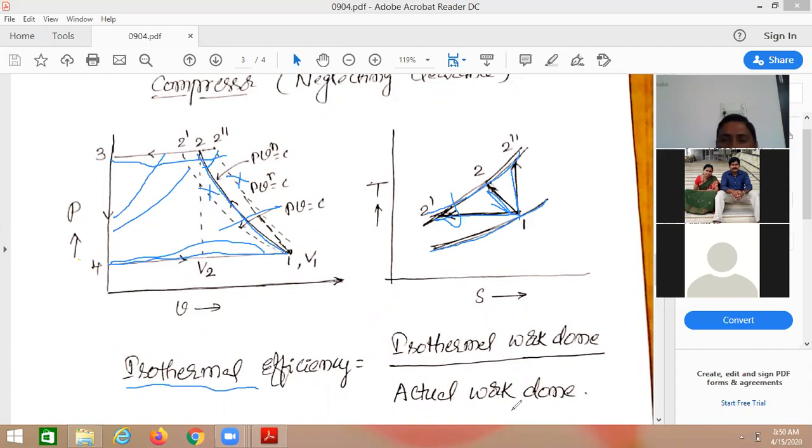Actual work of that kind will never be possible. All the time we follow the polytropic process. That is why the polytropic process is the practically possible compression process.